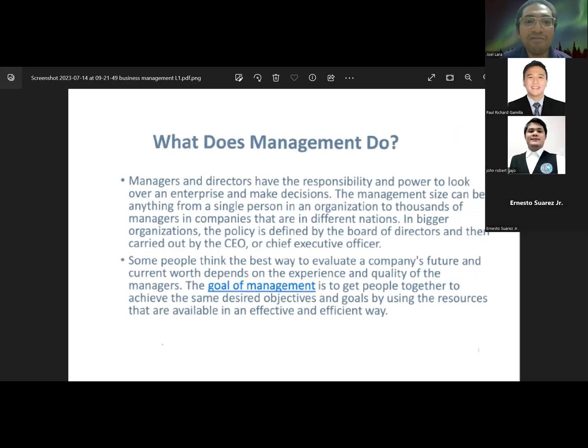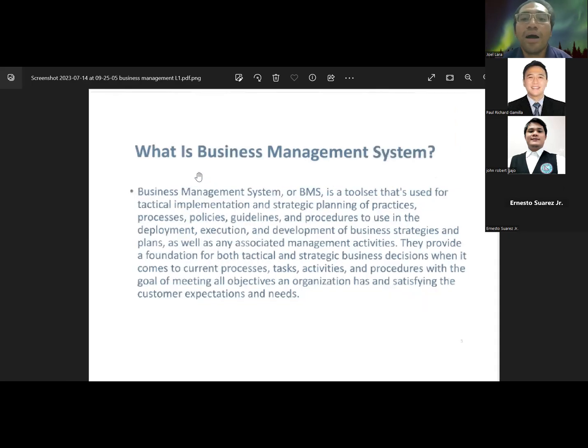Let's continue. So, we have here, what is the business system? Business Management System or BMS is a tool set that is used for tactical implementation and strategic planning of practices, processes, policies, guidelines, and procedures to use in the deployment, execution, and development of business strategies and plans, as well as any associated management activities. They provide a foundation for both tactical and strategic business decisions when it comes to current processes, tasks, activities, and procedures with the goal of meeting all objectives an organization has and satisfying the customer expectations and needs.